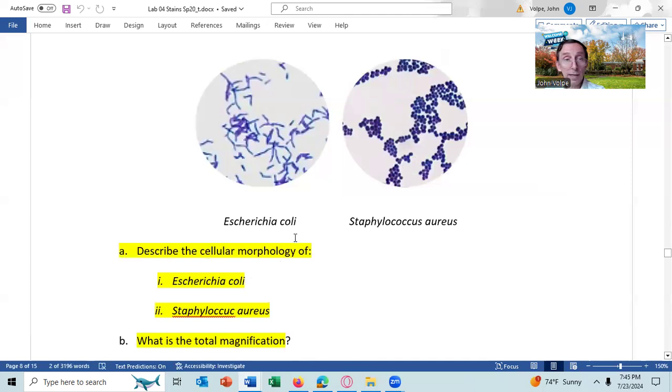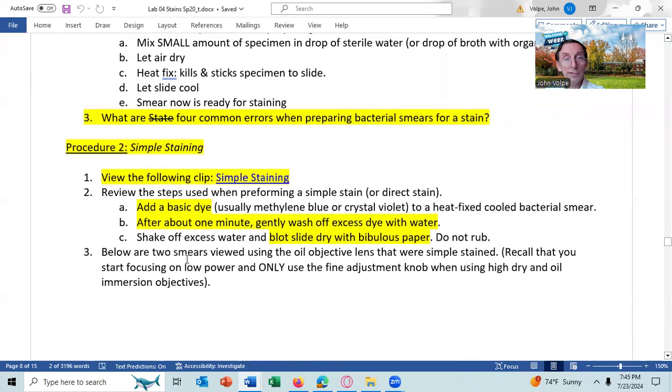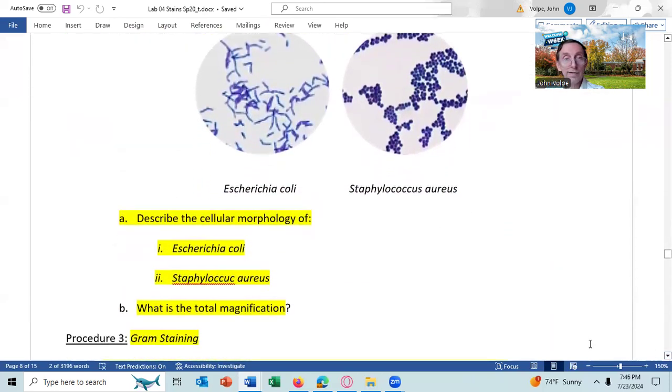The first question will be in procedure 2, question number 3A. Describe the cellular morphology of E. coli. I'm going to tell you it looks like a spirochete right there, but that's because there are 2 cells stuck together. E. coli is not a spirochete, and that looks like a spiral there. Those are 2 cells, 1 cell there and 1 cell there. And then tell me the cellular morphology, that's the shape, of Staphylococcus aureus right here.